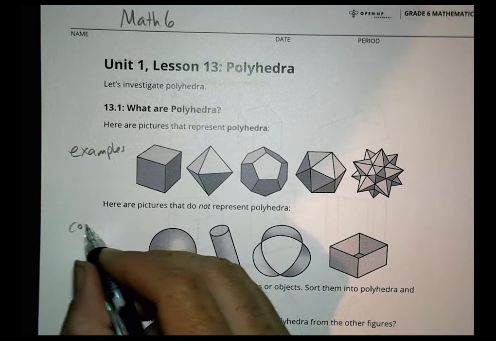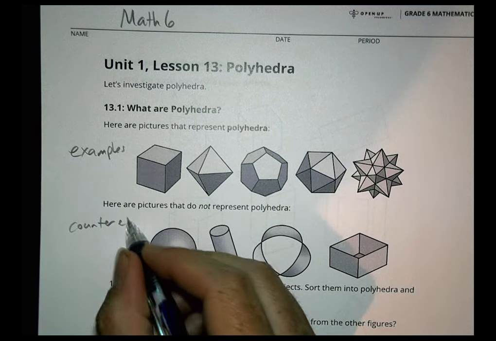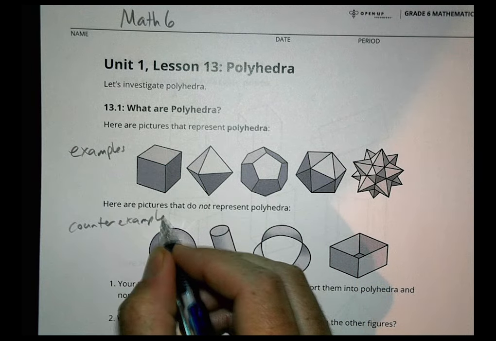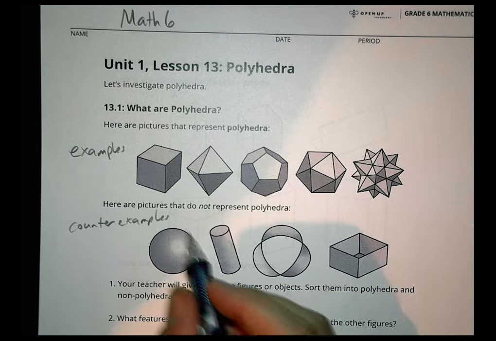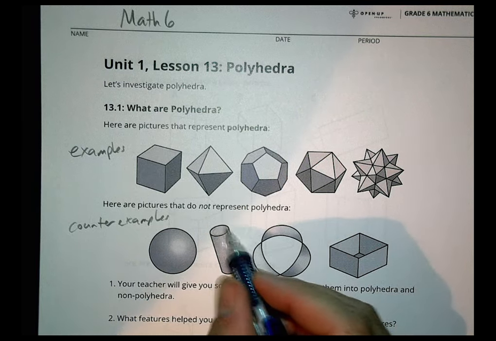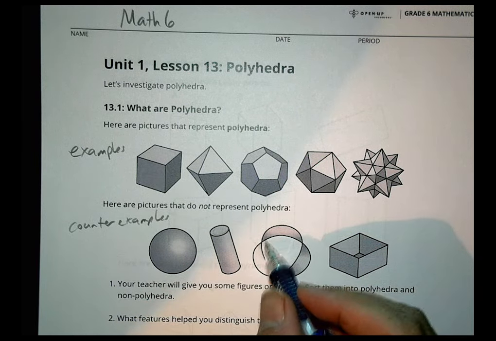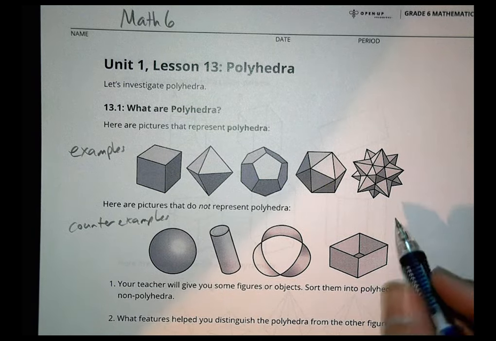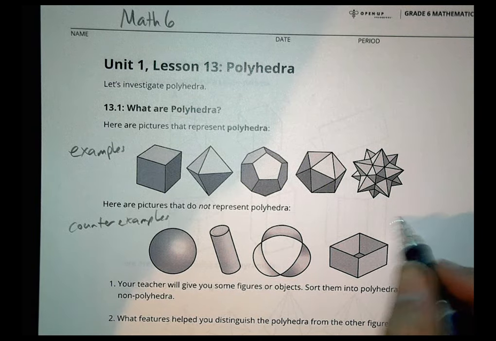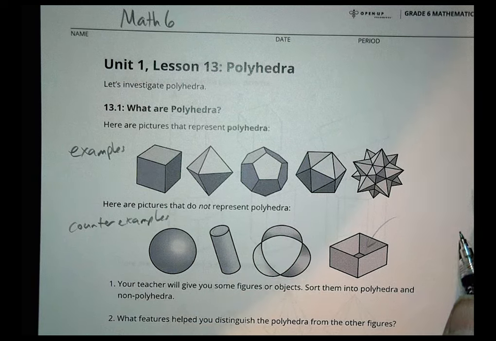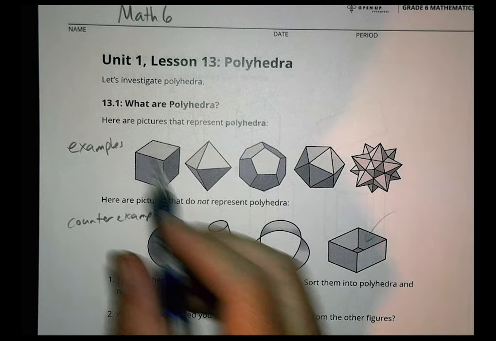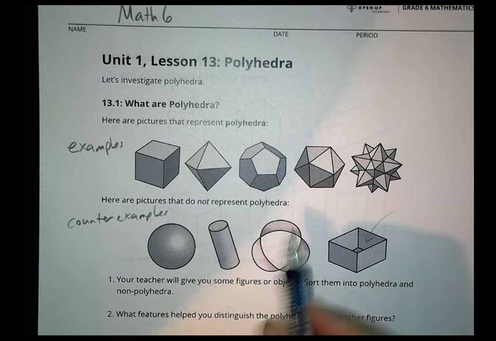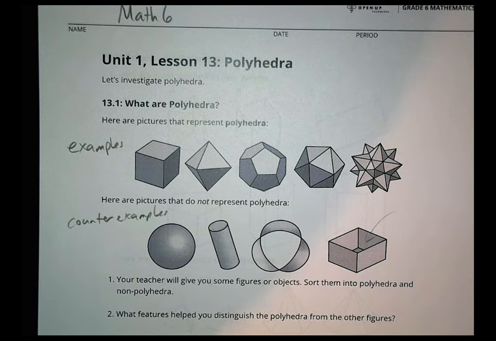Over here are our counter examples, meaning that they are not examples here. We have a sphere. We have a cylinder here. We have this shape that just has a gap in the middle but kind of curves around somehow. And we have a box that seems to be missing the top. All right? So these are all different examples of, as you talked about in class, some polyhedra right here and some that are not polyhedra.